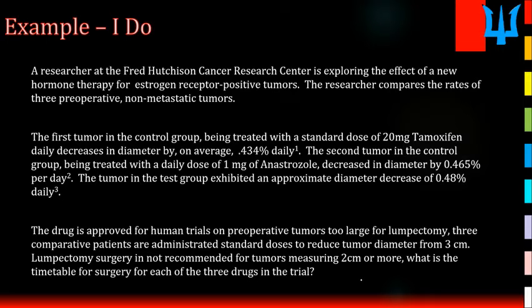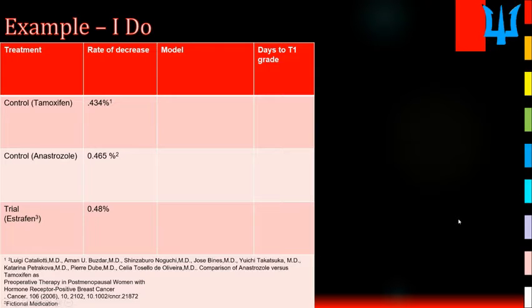So we're going to look at this by creating models for each of these 3 drugs. Here we have a table that we're going to put together that is going to tell us what our model is and how many days to a T1 grade. T1 is a size of tumor, and those would be tumors that are small enough for a lumpectomy in breast cancer.